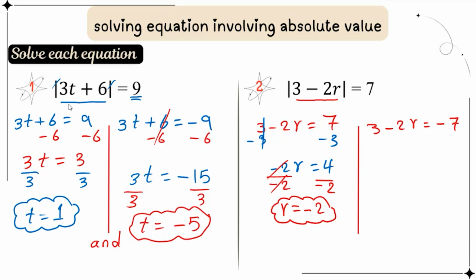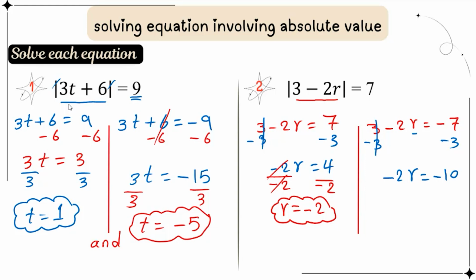What about the second equation? Where is the variable here? R, and which number is around 2r? The 3. We start to cancel 3. Minus 3 on both sides: 3 minus 3 is 0. Then we are left here with -2r equals -7 and -3, same sign, so we add, and it will be -10.